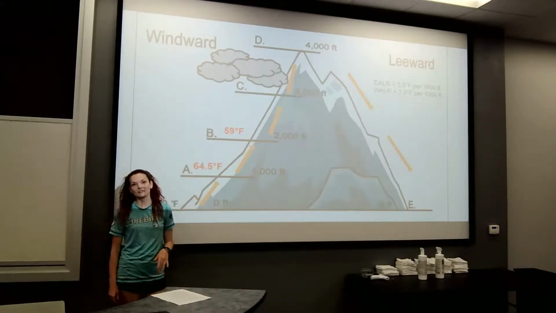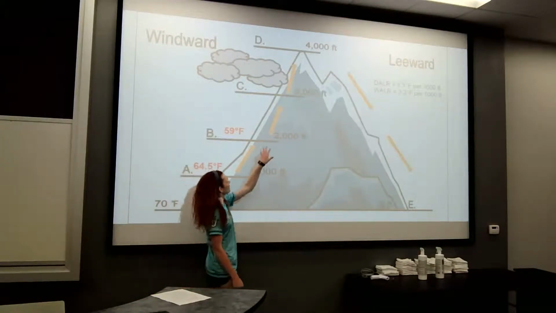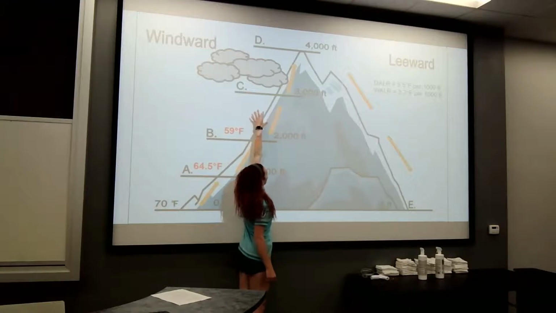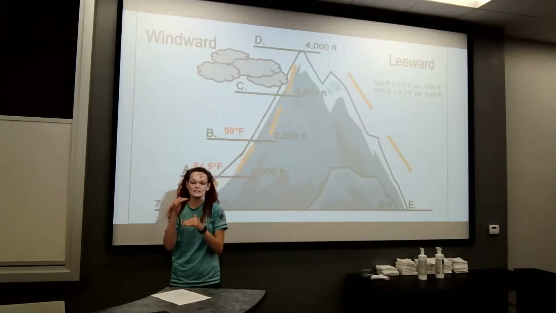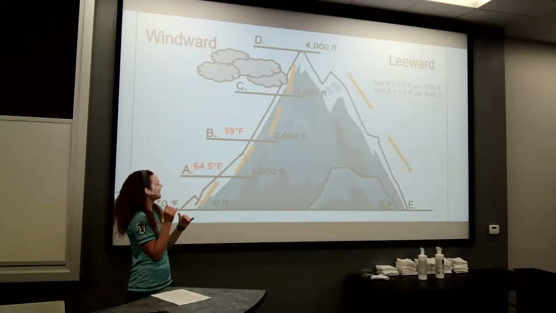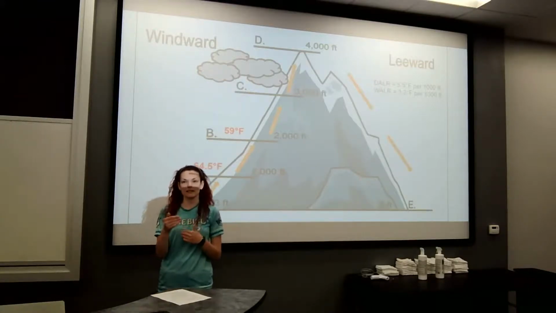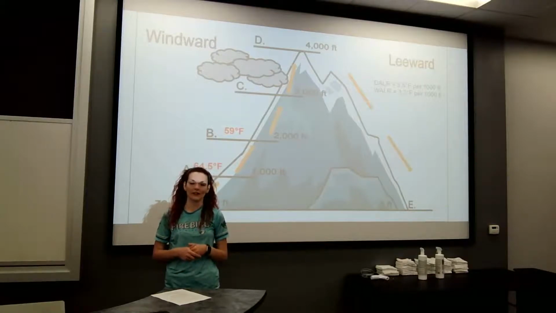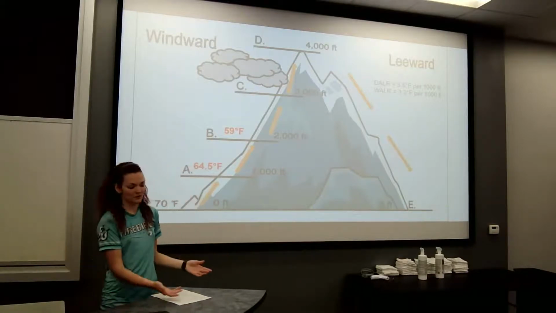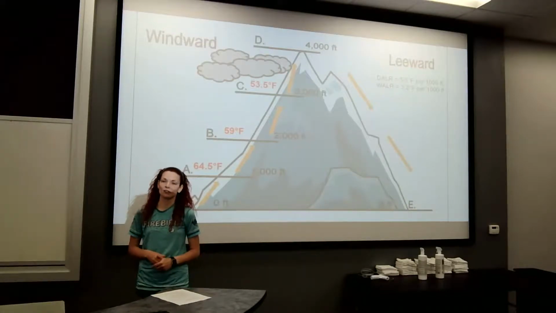Now we're going up from B to C. Remember, we're only looking at this 1,000 feet in between B and C, and only that 1,000 feet. Nothing else matters. Once again, there's no clouds between B and C, so once again we're going to use the dry rate. We subtract 5.5, and that gives us 53.5.